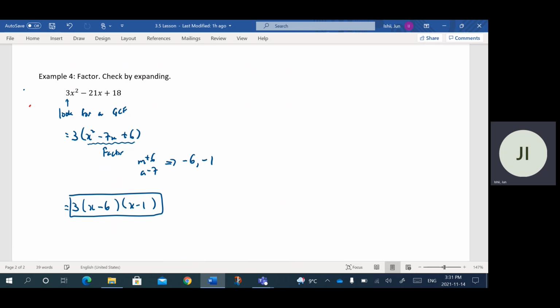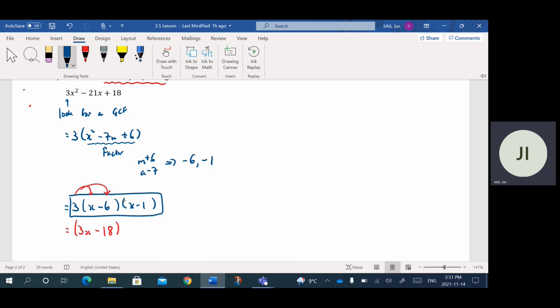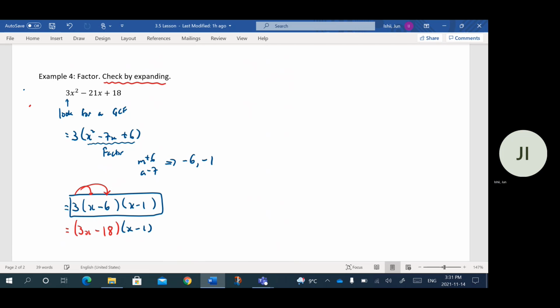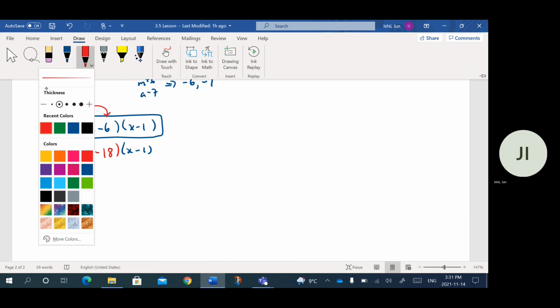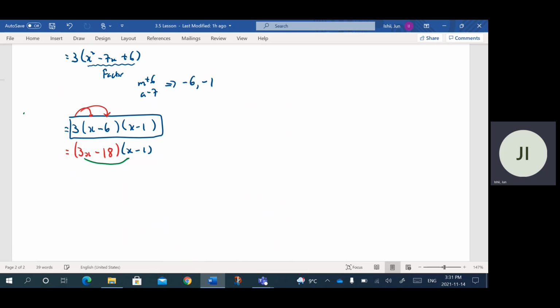And just to finish this off, I want to also check by expanding. So I'm going to expand out the brackets. Recall that when we multiply 3 things together, we're just multiplying the first 2 together. So in this case, I got 3x minus 18, multiplying 3 into the brackets, and still got the x minus 1 on the other side. Now I've got to FOIL this out. FOIL it out: first, outside, inside, last.